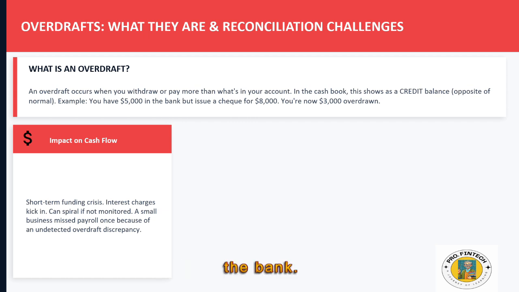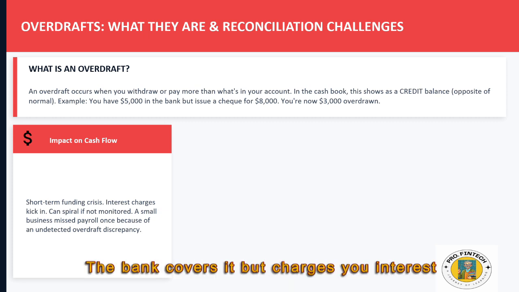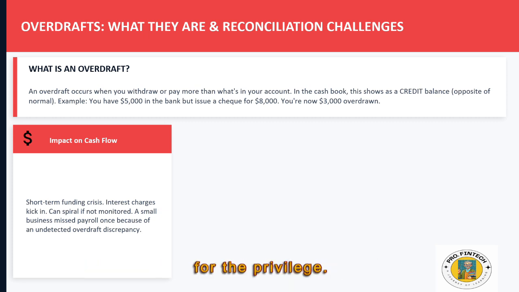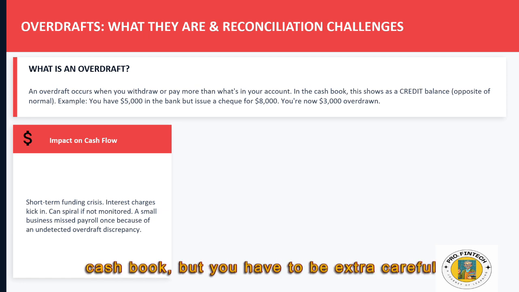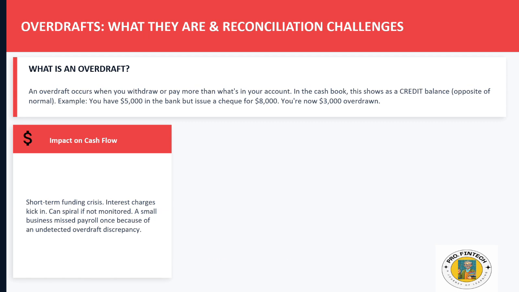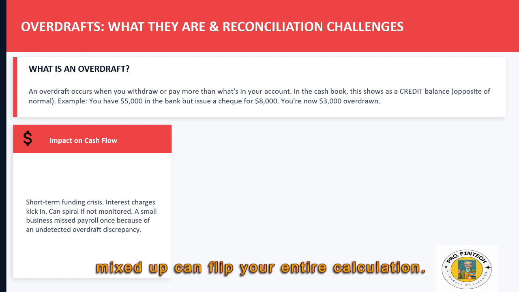Here's a simple scenario. You have $5,000 in the bank. You issue a check of $8,000. You are now $3,000 overdrawn. The bank covers it but charges you interest for the privilege. Now, reconciling an overdraft works similarly to the regular cash book, but you have to be extra careful with your signs. A positive and negative mixed up can flip your entire calculation.